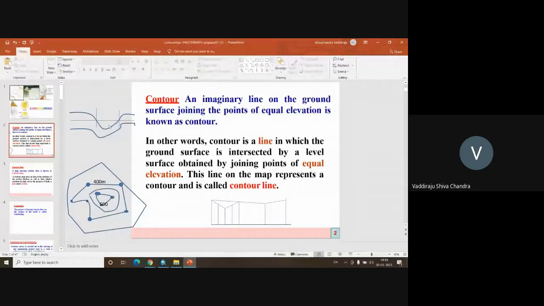Okay, so in this case you are going to fill the earth, raising it up with soil. Then come to the third portion.